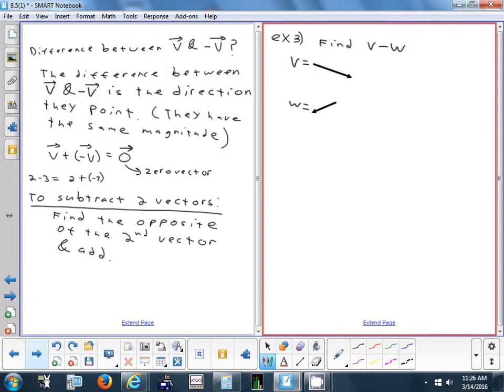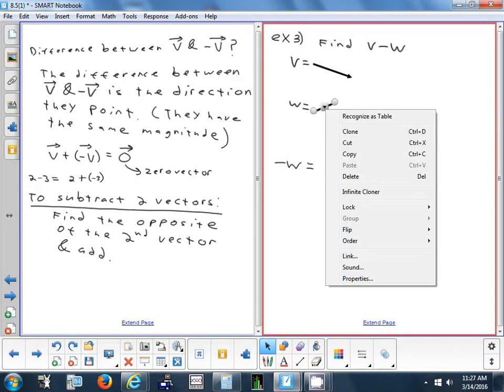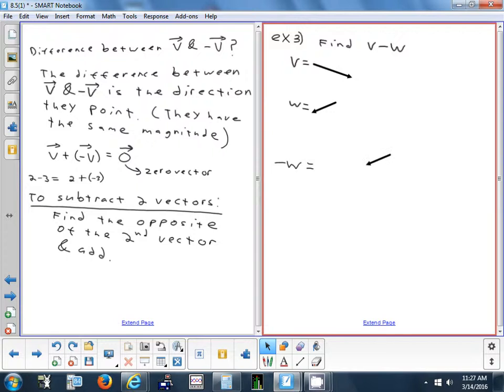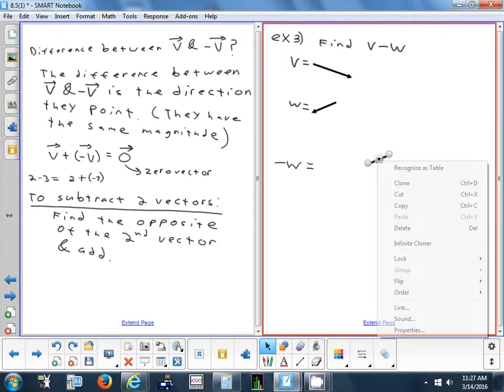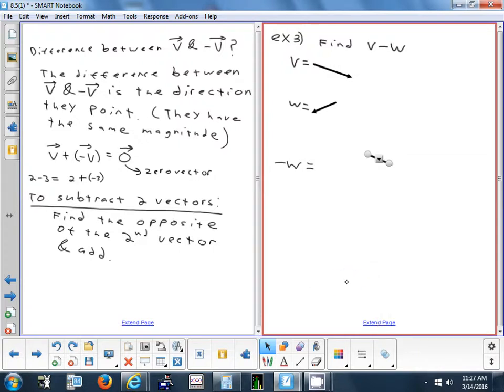Right, so next one, they want me to do v minus w. Before I even start, what do I have to find first? I need negative w. Right, and basically the way I can find negative w, if you remember from geometry, to make it point the opposite way, you just rotate 180. Or if you do a double reflection, it's the same as rotating 180. So I flip it horizontally, flip it vertically, and it's like I rotated it 180.